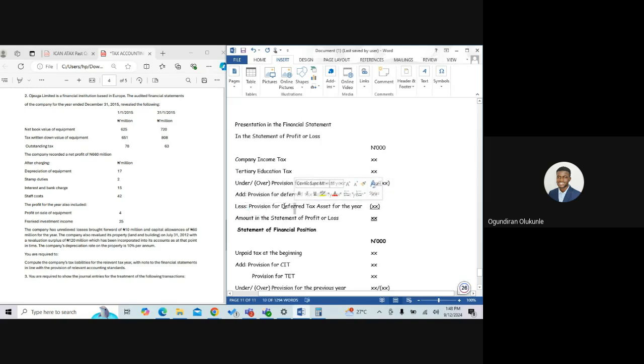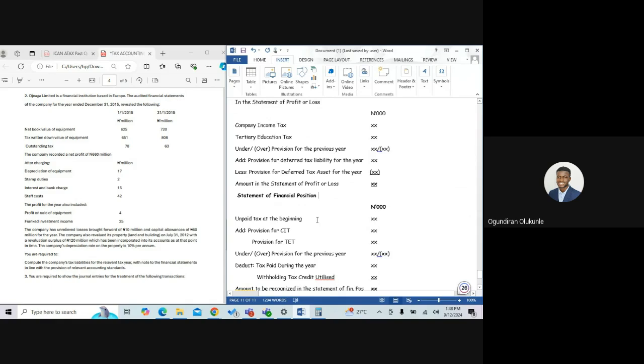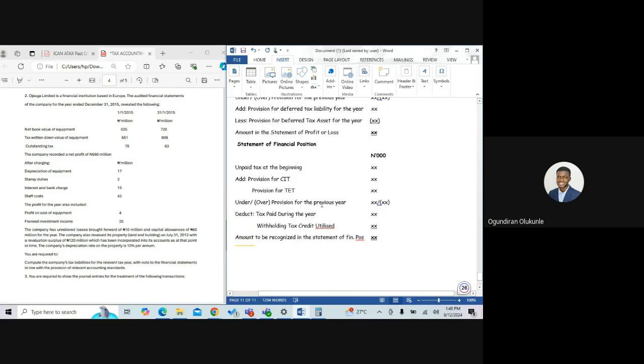But if it is a deferred tax assets provision that you have, you deduct it from it, and then you get an amount that arrives in the statement of profit or loss. This second one is where we are looking at how they arrive at tax in the statement of financial position, right? How do they arrive at that tax that you always see in the statement of financial position?